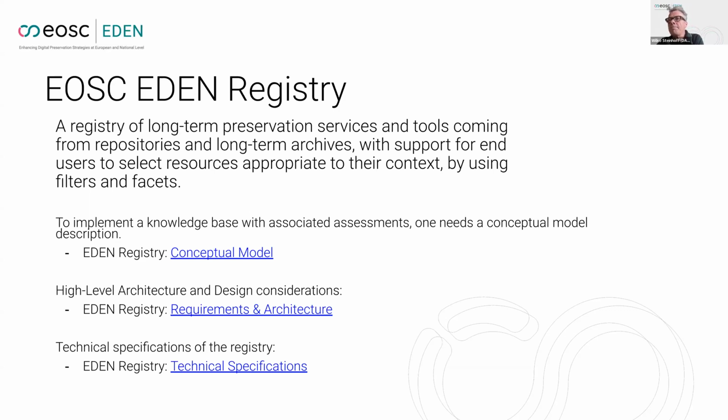So when we started to look at building the registry itself, we needed to have some documents in place. We have an EDEN registry conceptual model, which is available from Zenodo. We also have the EDEN registry requirements and architecture, which might still be a Google document at the moment, and we have the technical specifications. So later on you can have a look if you're interested.